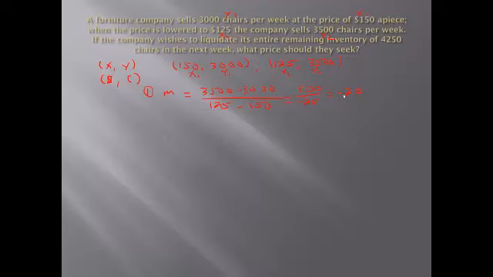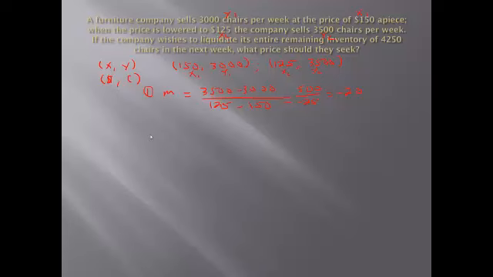And that 20 over negative 1, what that really means is that for every dollar that I drop in price, I sell 20 more chairs. I average selling 20 more chairs for every time I drop $1 in price. So here's my slope. Now, the other piece of information said, well, if I want to liquidate the entire inventory of 4,250 in the next week, what should I do?